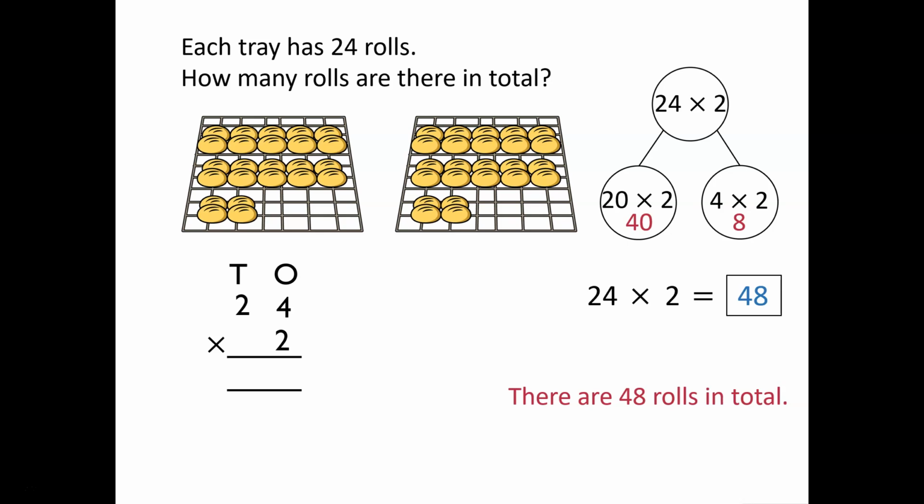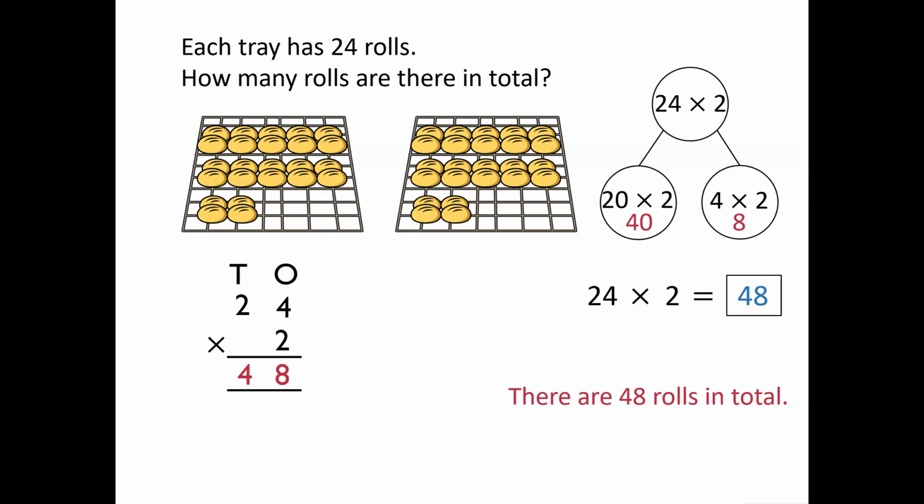With multiplication, we start with the lowest place value, in this case the ones. 4 ones multiplied by 2 is equal to 8 ones. Now let's look at the tens. 2 tens multiplied by 2 is equal to 4 tens. We record 4 in the tens place. We can still see that 24 multiplied by 2 is equal to 48.